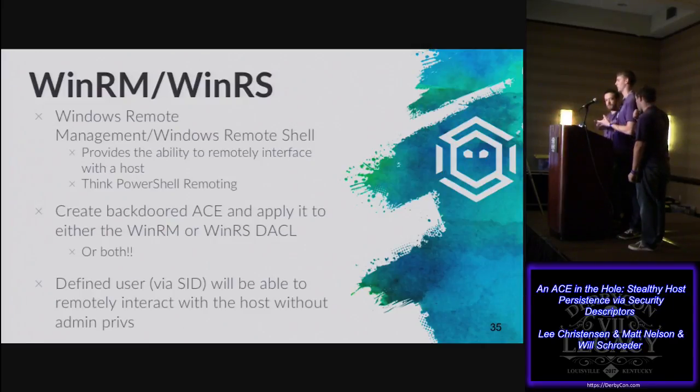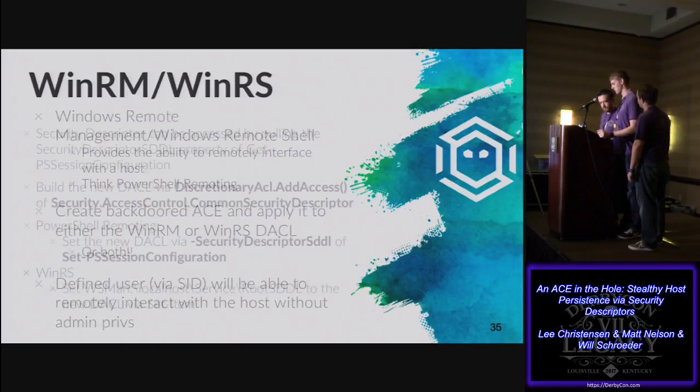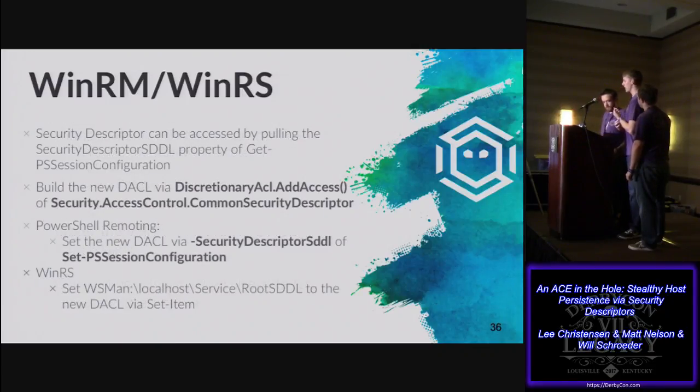So what this does is we can add an ACE for a specific domain user, so Jason, the non-privileged user in the domain, to say that this user is allowed to access PowerShell remoting, WinRS, the Windows Remote Shell. So when we backdoor that remotely, that user, who obviously has no privilege, can access it and run commands on the remote host.